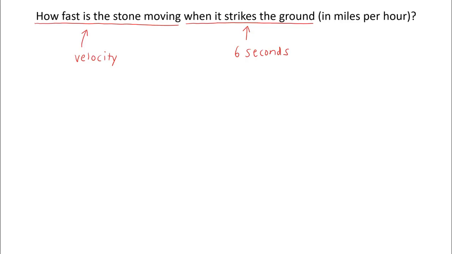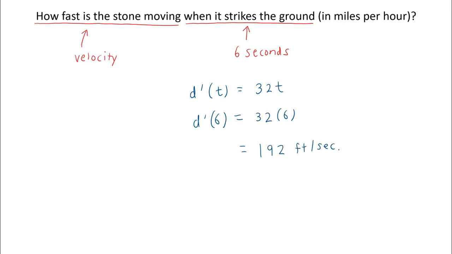But now we want to know the velocity of the stone after 6 seconds. To find the velocity, we have to use the derivative function. Evaluating the derivative function at 6 seconds gives us 192 feet per second. Now that's our answer. That's our instantaneous velocity in feet per second, but we need it in miles per hour, so we have to do a couple of conversions.